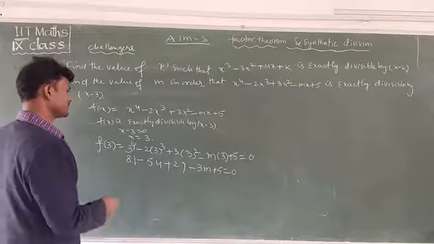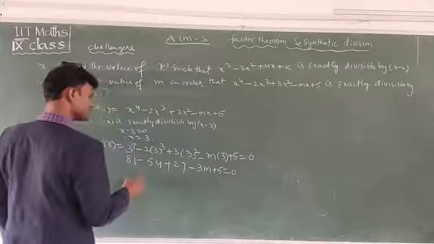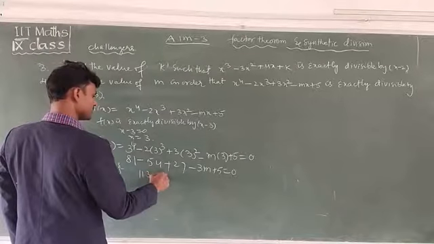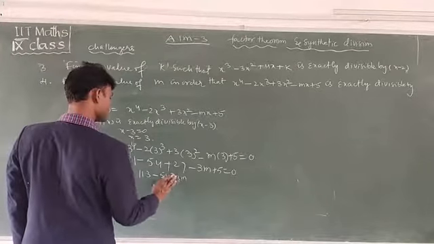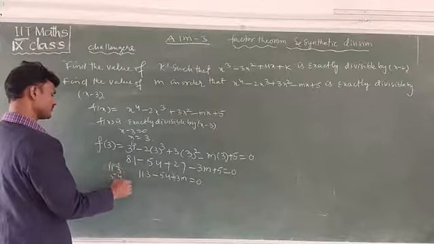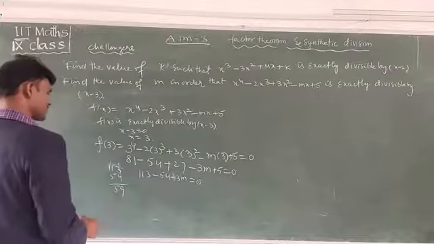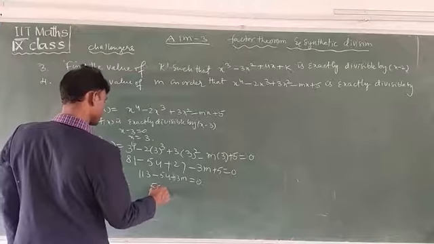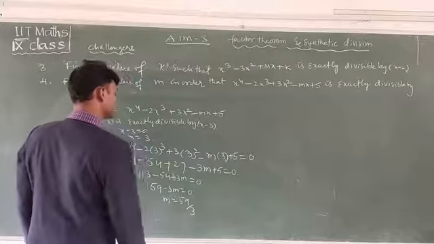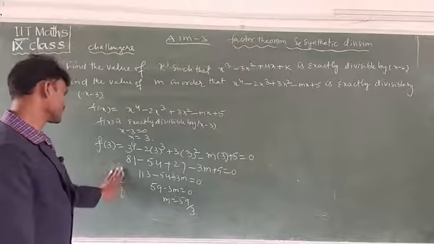Now you can add here. This is 81, 108. 108 plus 5 is equal to 113. Minus 54 plus 3m minus 3m is equal to 0. Now this is 113 minus 54, this is 9, and 10 minus 59. Is it correct? Okay. Now this is 59 minus 3m is equal to 0, and m is equal to 59 by 3. This is not divisible. Why? Because 59 is a prime number, that's why. Note down.